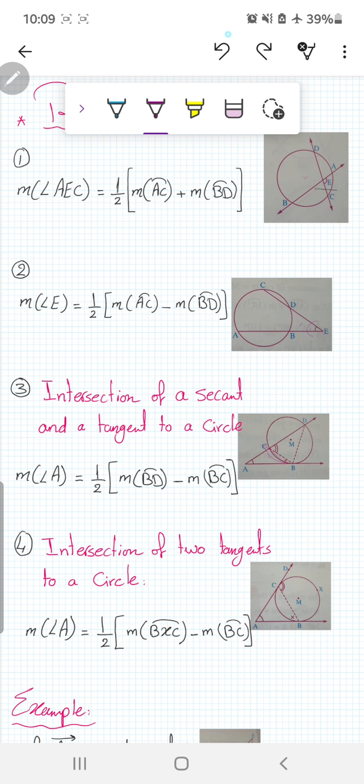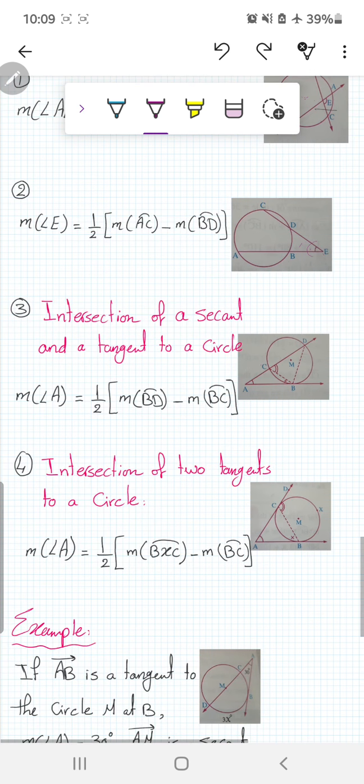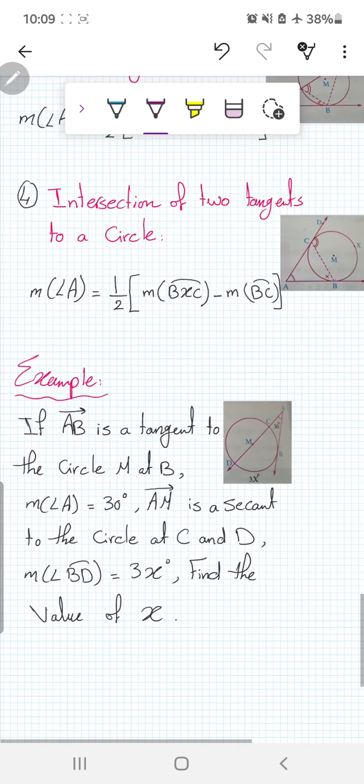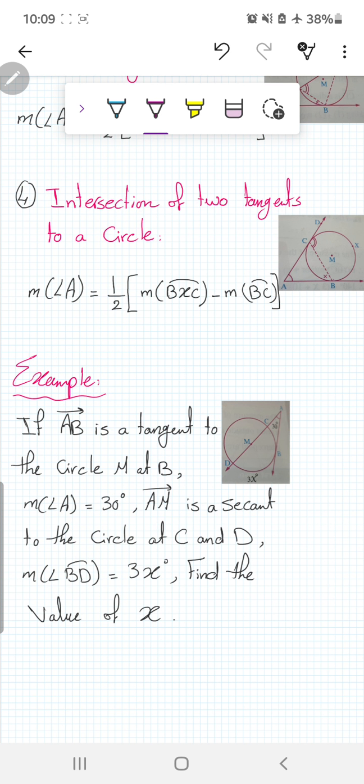The last one, the intersection of two tangents. We also want the measure of angle A. As we said, for an intersection outside, it is half the measure of the greatest arc, which is BXC, minus the measure of arc BC. We have an example. If AB is a tangent to the circle M at B, the measure of angle A is 30, AM is a secant, and the measure of arc BD is 3x. Find the value of x.